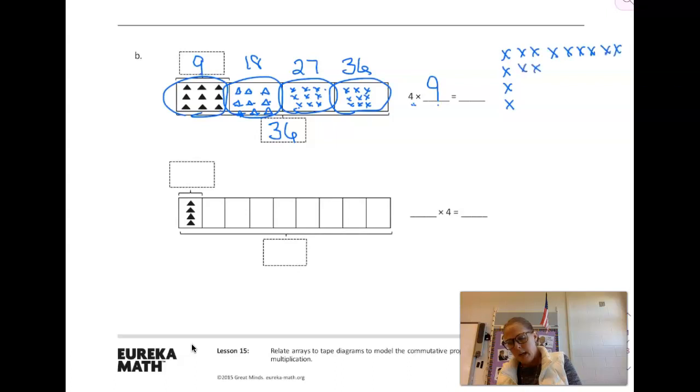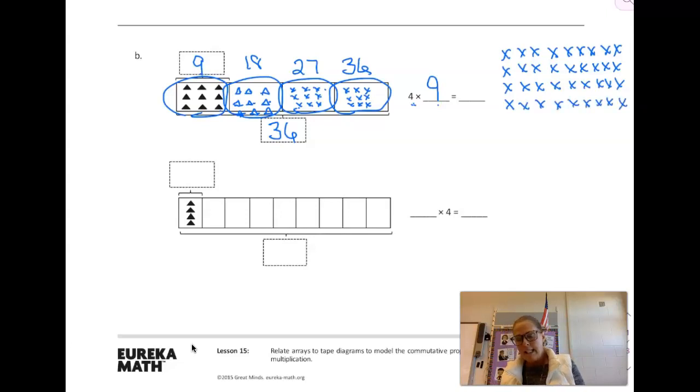So you're going to go ahead and fill in all of these. Do you see, boys and girls, how it's going to be a lot easier for us to start remembering our times tables instead of drawing all these X's and all these pictures? And we'll get there. So over here we have 4 times 9 equals 36.